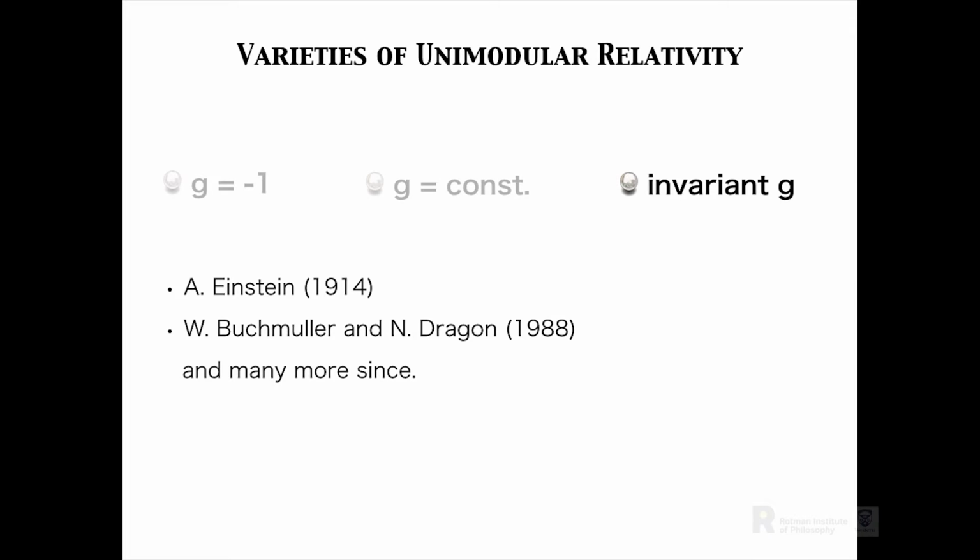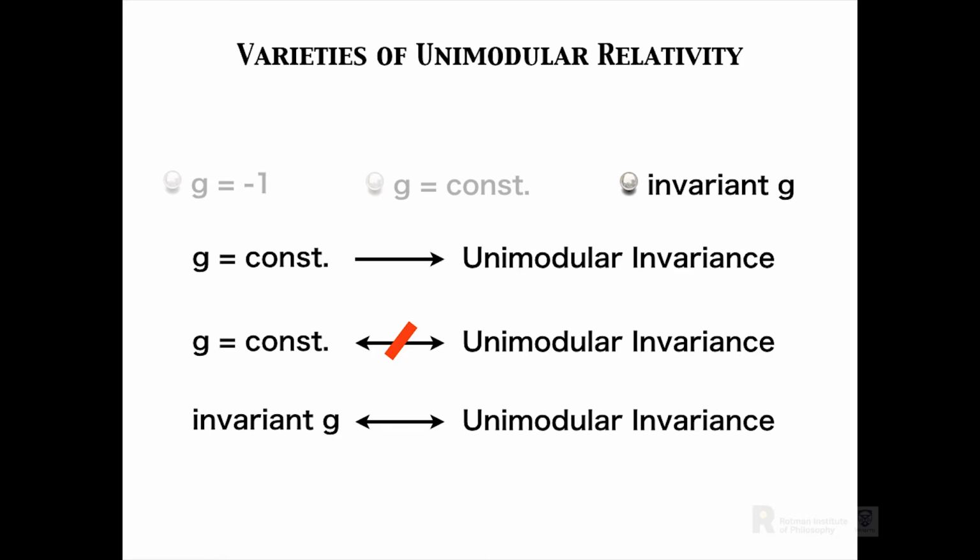The last one is the version in which g is an invariant. Einstein is the first one here. This was developed before general relativity was in its full-blown form, and it's the one I'm going to be talking about. The reason I'm choosing this one is that even though a theory with a constant metric determinant will be invariant under the unimodular transformation, the reverse is not true. If you adopt the unimodular group as the symmetry group, the only thing you get is an invariant metric determinant. It doesn't fix it, it doesn't make it constant, and it doesn't impose any of the other conditions. So the first two are very restrictive. The last one is the least restrictive, it's the one that Einstein considered, and it's the one that I'm going to talk more about.